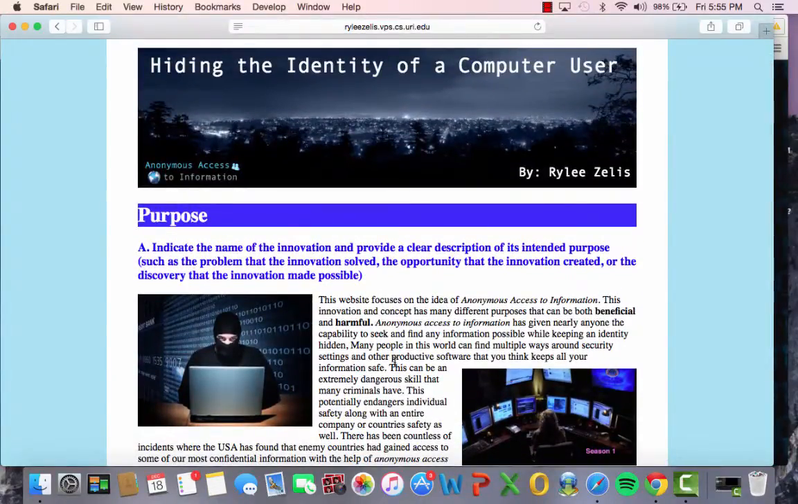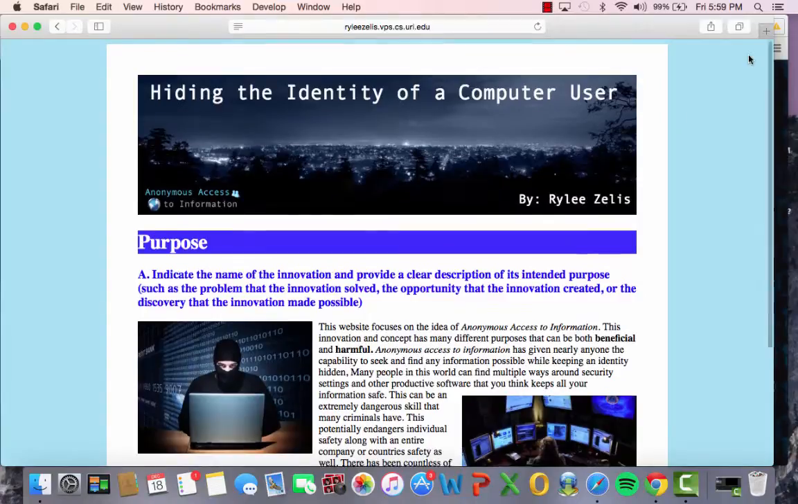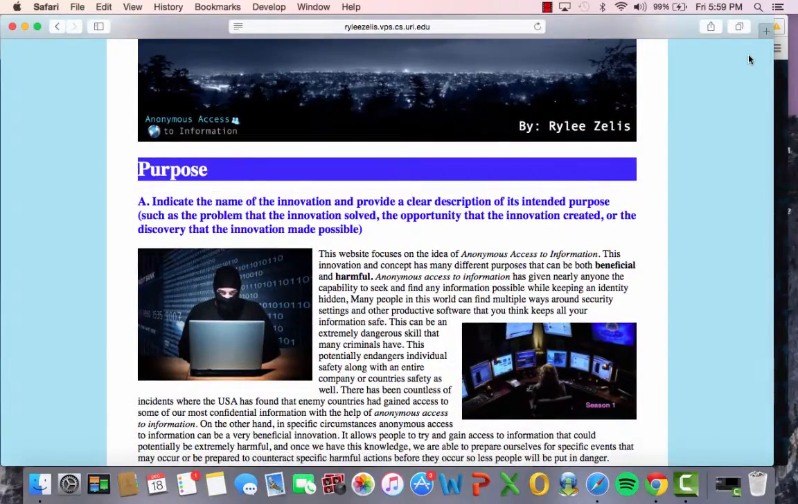The first question I had to answer was indicate the name of the innovation and provide a clear description of its intent and purpose. With anonymous access to information, there are both beneficial and negative purposes for this. Starting with the negatives, nearly anyone can access information anonymously. A common purpose is criminals, for example.